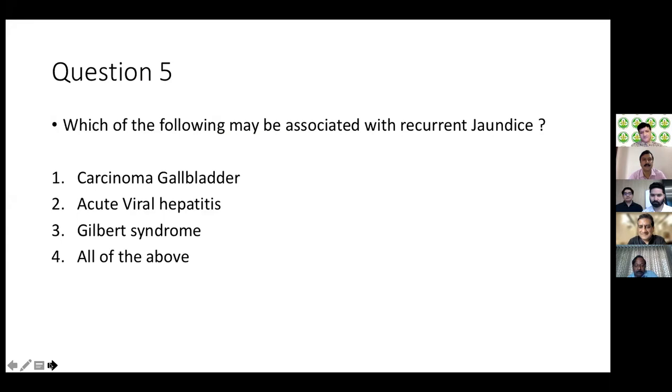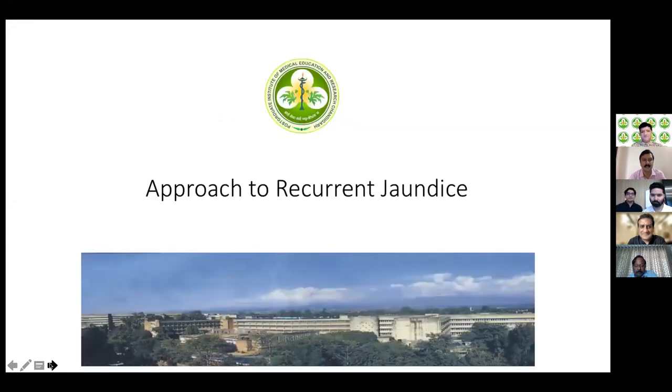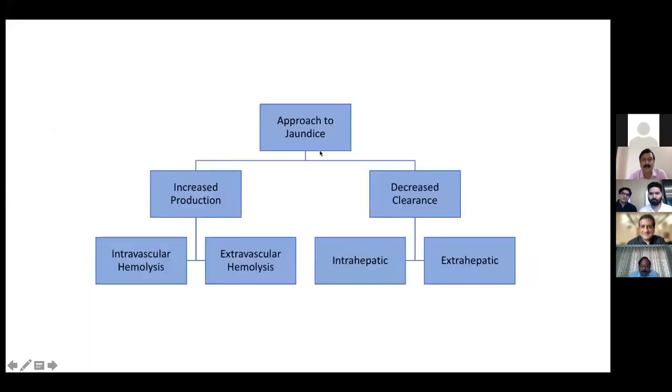Yes, sir. So I'm going to skip this last question, and just to give you an overview, we've had a lengthy discussion on an approach to recurrent jaundice. So let's start with the approach to a patient with jaundice. I have just tried to simplify this. It can be either because of increased production of bilirubin or decreased clearance. And in decreased clearance, the causes can be related to the liver or to the extrahepatic biliary system. And increased production is primarily because of hemolysis, which can be either intravascular or extravascular hemolysis.